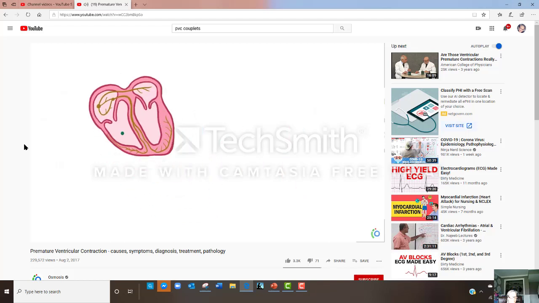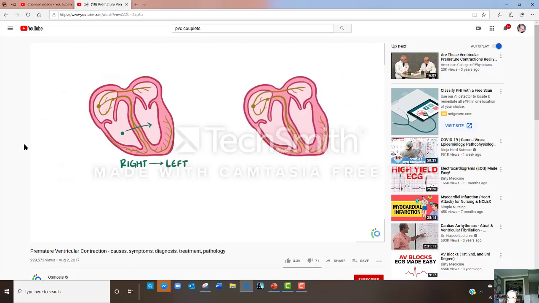If the ectopic focus originates in the right ventricle, the wave will depolarize the right ventricle first and then the left ventricle. And this produces a QRS complex that looks like a left bundle branch block. If the ectopic focus originates in the left ventricle, the wave will depolarize the left ventricle first and then the right ventricle, which produces a QRS complex that looks like a right bundle branch block.